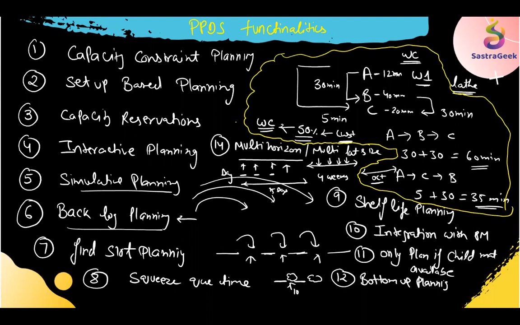We would be able to integrate with plant maintenance. We'll be able to do bottom-up planning or shelf life planning. All those things are available in PPDS. We would even be able to do multi-horizon planning, so that function and feature is also available. And then we went into the system. We have seen some of the master data which would be required for PPDS. We have also seen some of the configurations which would be required for PPDS.